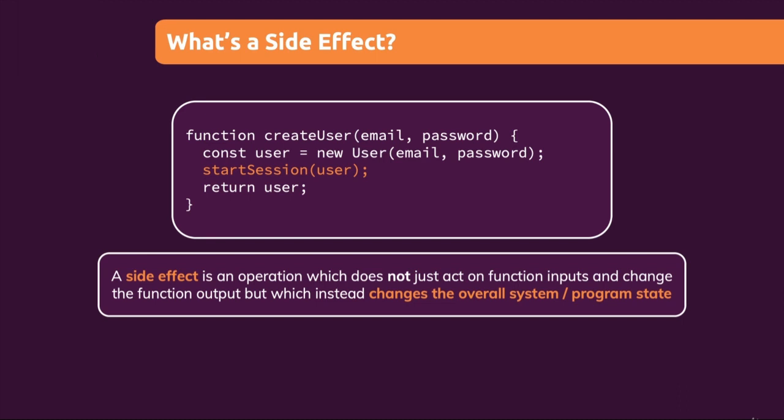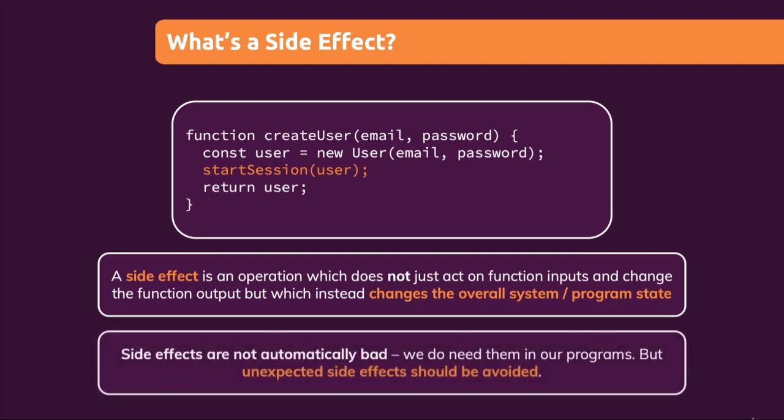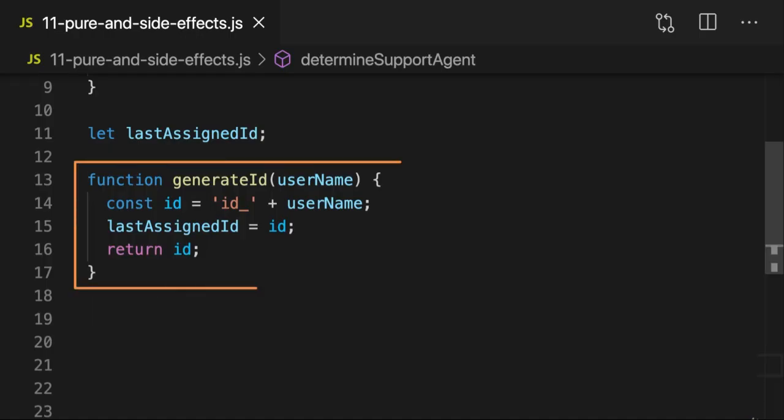But side effects do become a problem if they are unexpected. They're not automatically bad, we need them. But if your side effect is unexpected, then it is a problem. For example, in this createUser function, you could kind of expect a side effect. Maybe createUser implies that the user is also stored in a database, and that would also be a side effect. Starting a session could also be a kind of expected side effect. So in this example, it might not be a bad side effect at all. But consider this example here.